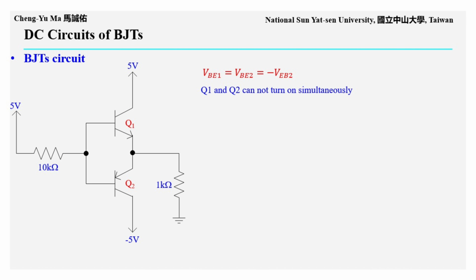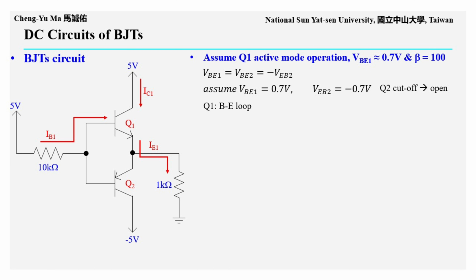Lastly, we introduce a circuit where an NPN BJT and a PNP BJT are stacked together. As shown in the circuit, the emitters of Q1 and Q2 are shorted together. Their collectors are connected to DC voltage supplies, and their base terminals are also shorted together. Because the base nodes are shorted and the emitter nodes are also shorted, the base emitter voltage of Q1 and the emitter base voltage of Q2 have opposite polarities. Therefore, Q1 and Q2 cannot turn on at the same time. If Q1 turns on, VBE1 is about 0.7 volts, which makes VEB2 negative and turns Q2 off. Conversely, if Q2 turns on, VEB2 is about 0.7 volts, which makes VBE1 negative and turns Q1 off.